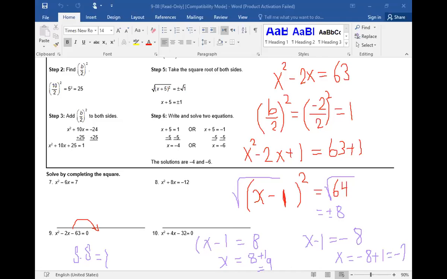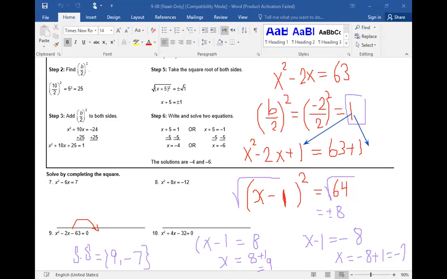Miss, I have a question. In the third step, did we transfer 1 to the other side? Which one? x to the power of 2 minus 2x plus 1 equals 63 plus 1. Yes, because you already found b over 2 all to the power of 2. Did you see here? See this one? I'm going to distribute it one time with the left side and the other side with the right side. Okay, so I have to put one here on this side and put one on the right side.